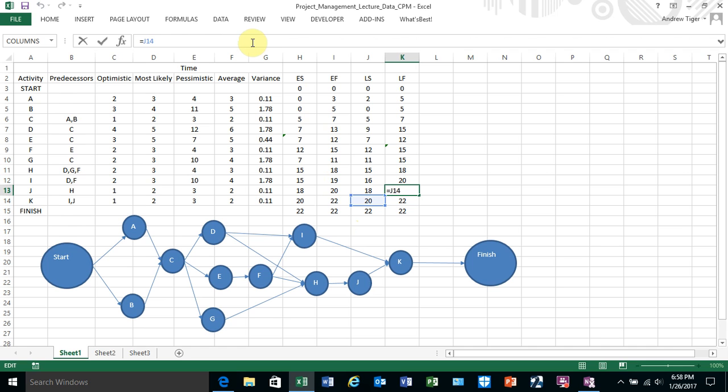The successor of J is K. The successor of I, and I have to look at the network, is K. The successor of H, right there, is J. You can work your way all the way up. I'll keep doing it. G is H. F is the smaller of I and H. E is F.